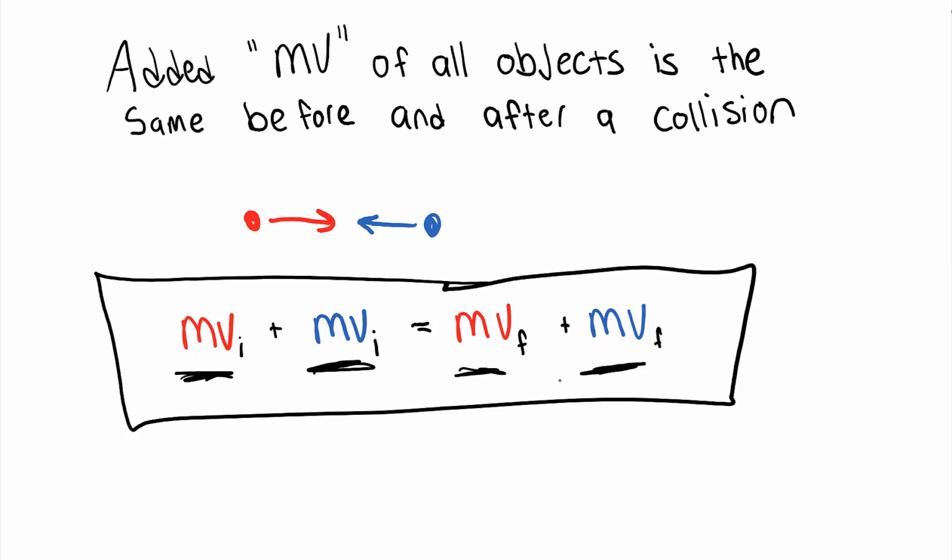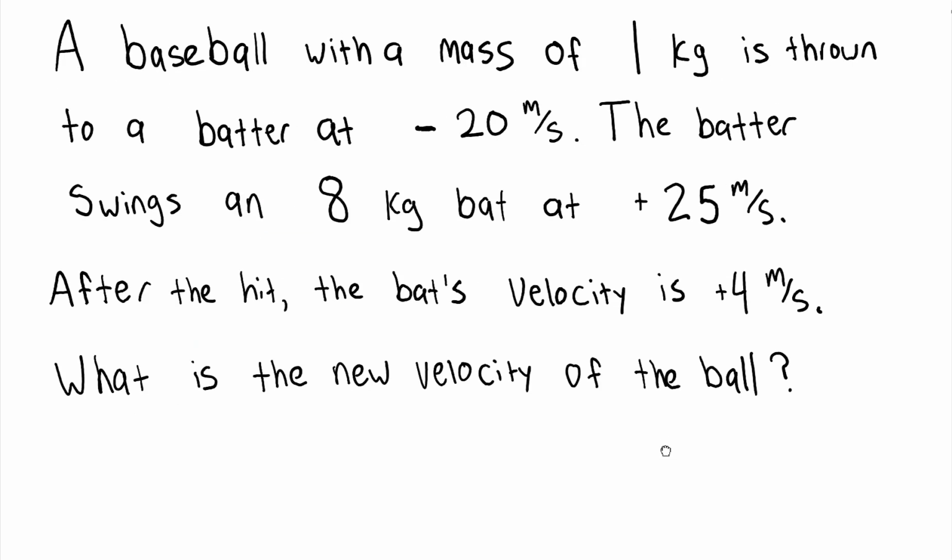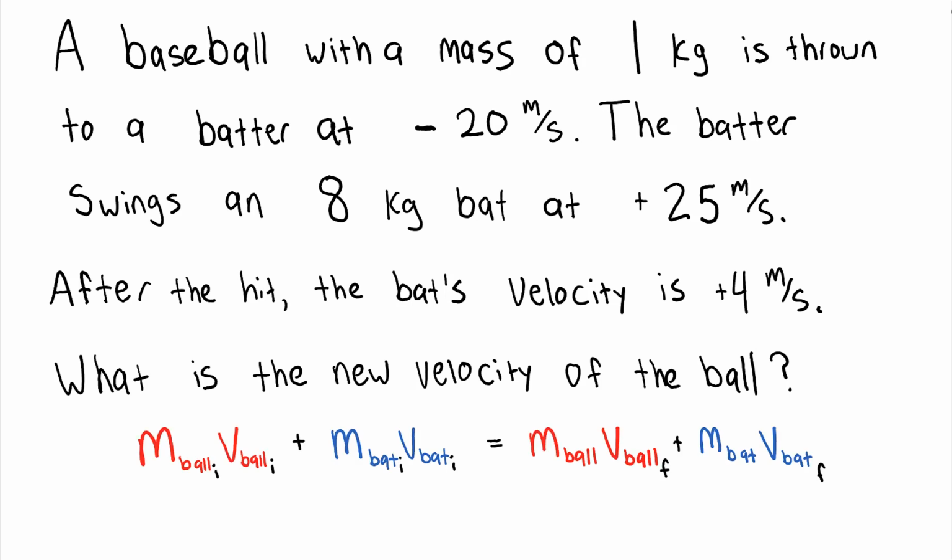So I'm just going to take this equation and put it at the bottom here, and then we can start plugging things in. So I've hopefully made this a little clearer. The mass of the ball at the beginning times the velocity of the ball at the beginning, plus the mass of the bat times the velocity of the bat at the beginning, is equal to the mass of the ball at the end times the velocity of the ball at the end. The F means final, plus the mass of the bat and velocity of the bat at the end.